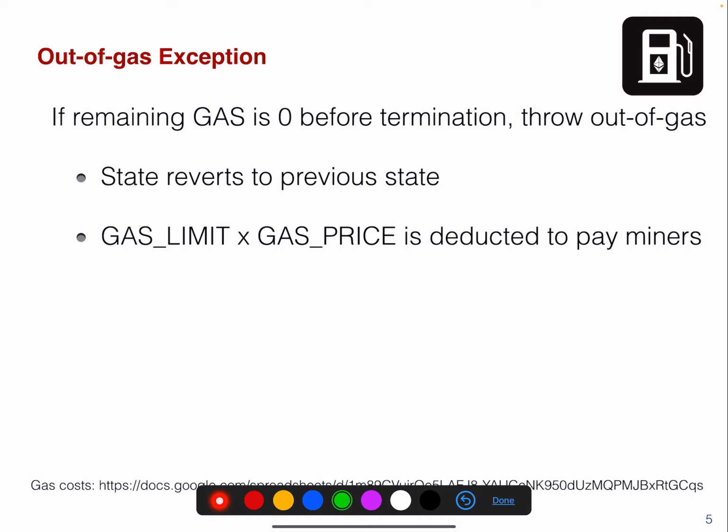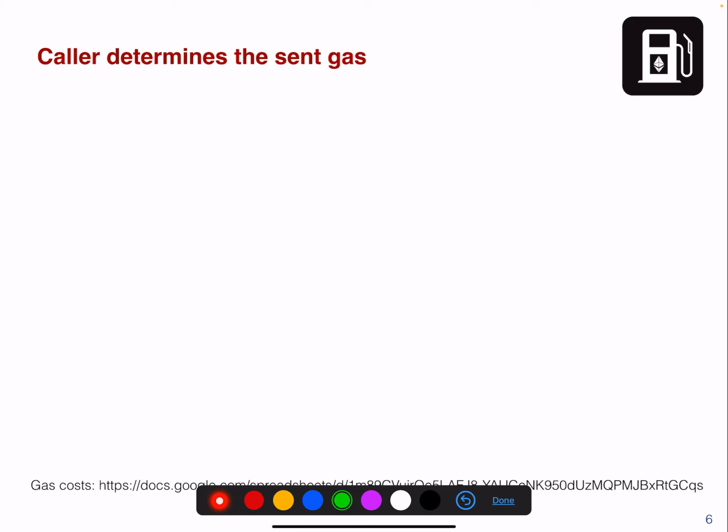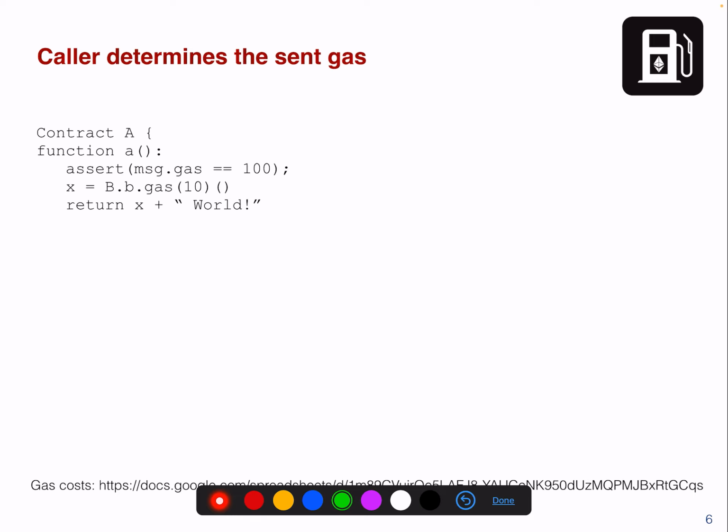So there's also an out of gas exception. If the remaining gas is 0 before termination, there will be an out of gas exception that's thrown. So the state reverts to the previous state, right? So that the state is not modified, and the gas limit times the gas price is deducted to pay to miners, and this means basically everything is paid to the miners, but you don't get any execution, right? Which is quite bad. So we're going to see here that the caller determines the sent gas.